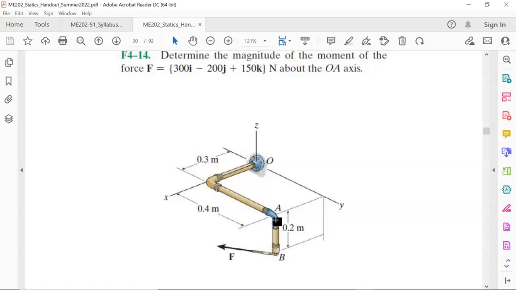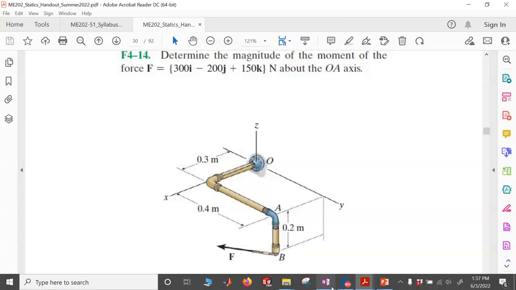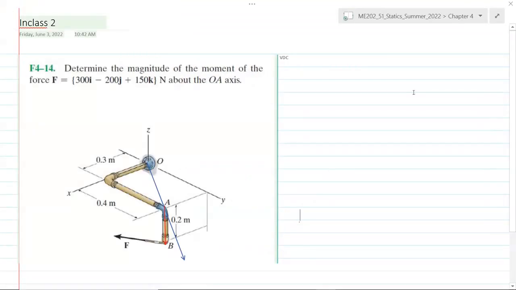Then second, we need the position vector between the axis of rotation and the force vector. We will calculate that by setting A as the tail of the vector and B as the head of the vector. And that will be our R, the position vector for moment. The first position vector is for the axis, the second position vector is for the moment, and F is already given. Then we can use the triple scalar product to get the answer. So let's look at this problem.